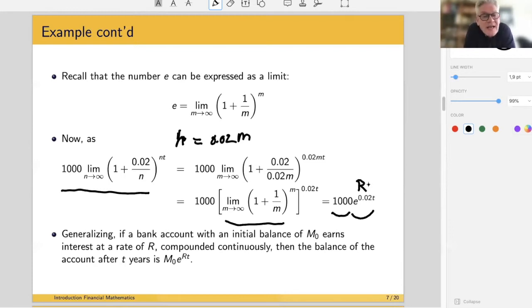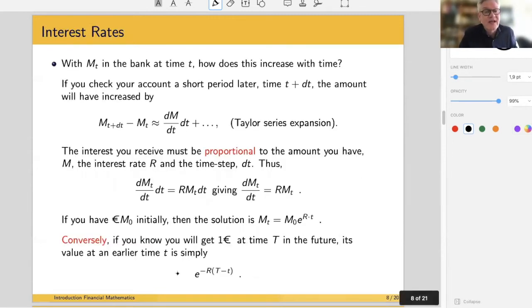So if we generalize this, then if a bank account has some initial balance M0, 1,000 in this case, and an interest rate R, then a continuously compounded money account gives us the balance after t years of M0 e^(R t). And we can get to this number also in a different fashion.